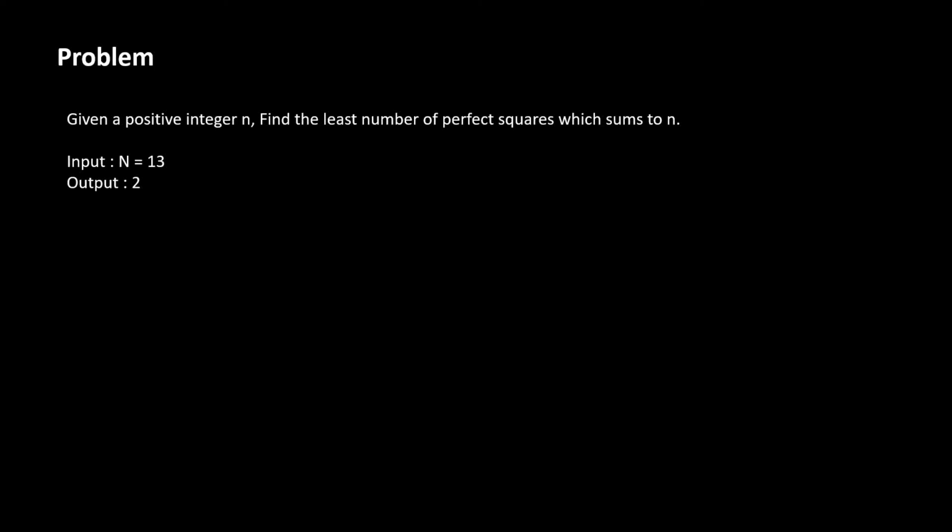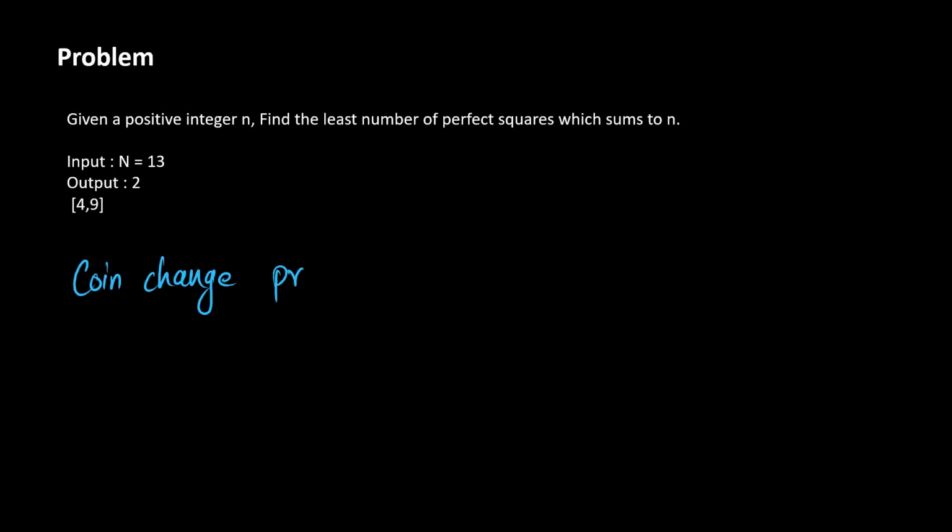So given this input, n equal to 13, the output is 2. Now if you see, perfect squares 4 and 9 sum up to 13. We can use other combinations as well, but here we need to use the minimum number of perfect squares.